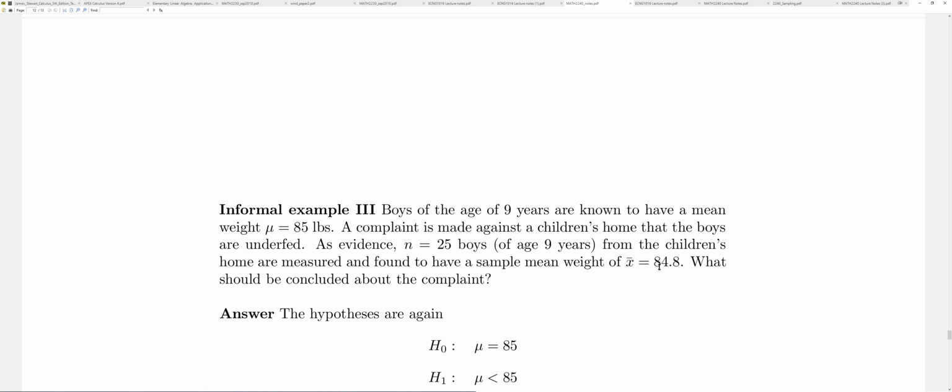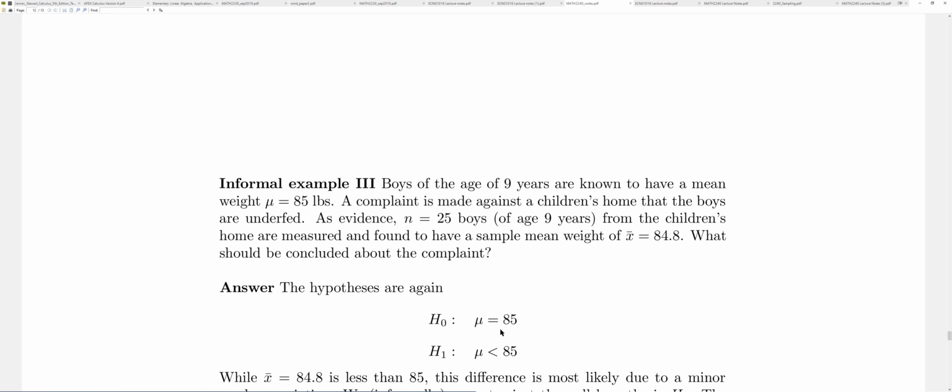Okay, so in this case over here, I get 84.8, and what I'm saying here is that, at least without any further evidence, this 84.8 really isn't that much different from the 85, so you really don't have sufficient evidence to reject H0. So in this case, again, you cannot reject H0. What that means is if you can't reject H0, you don't have evidence to support this H1 over here. So you don't have evidence that the boys have been underfed.